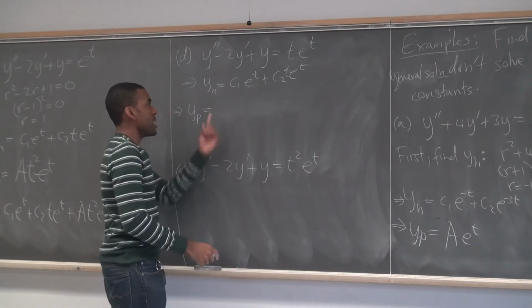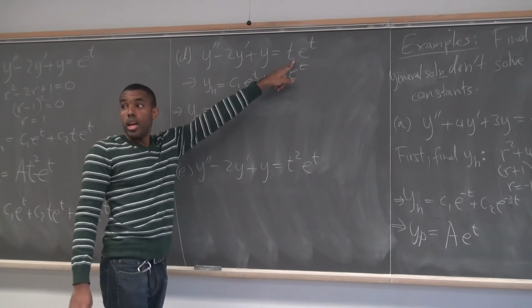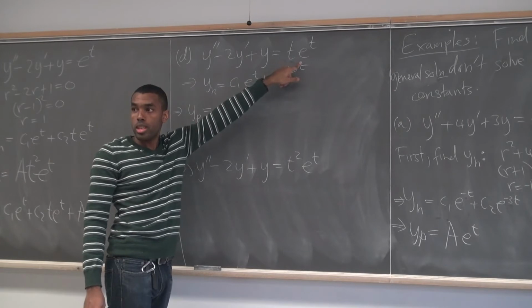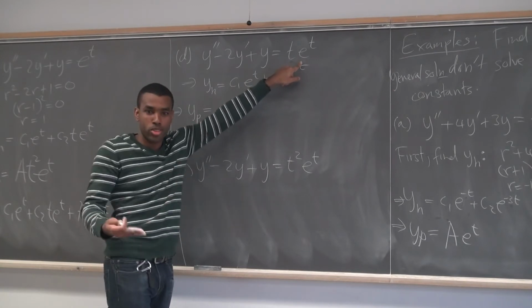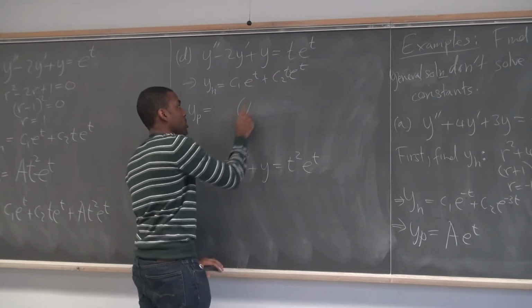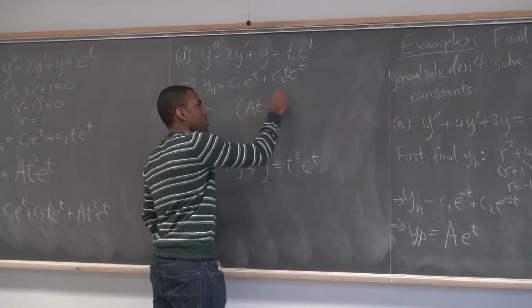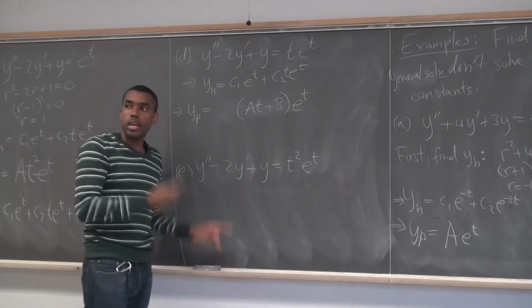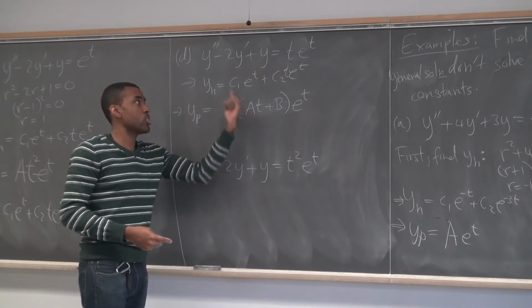Remember, we start out by making yp look like g. In this case, g is a first degree polynomial times e to the t. So our yp should look like a first degree polynomial times e to the t. But I make it general, right? So that's the general form of a first degree polynomial, a linear polynomial, times e to the t. And now I want to check, does anyone here look like anyone there?